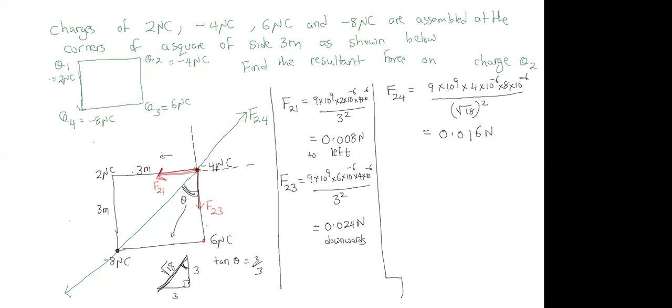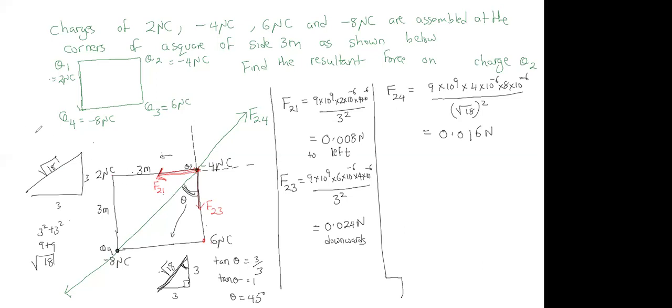So why have we used root 18? Tan theta is equal to 1, and tan inverse of 1 is equal to 45. Why have we used root of 18? Because the distance from Q4 to Q2, when we use our Pythagoras theorem, here you had 3, here you had 3. So that is 3 squared plus 3 squared, which gives you 9 plus 9, which is 18. And then you get the square root to get this distance here. Is it fine?